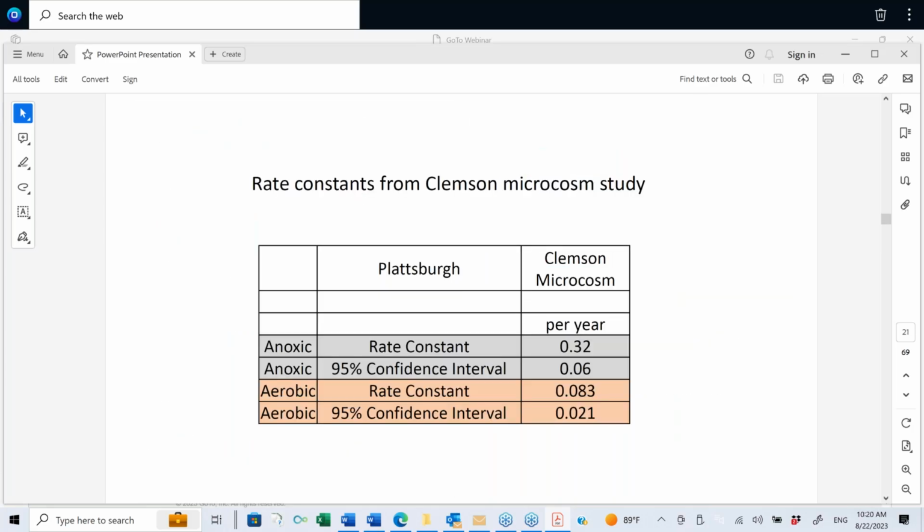These are the first order rate constants extracted by Clemson for their sediment under anoxic conditions and aerobic conditions. What I give you here is the rate constant and then the 95% confidence interval on that rate constant. You can see the Clemson assay has a 95% confidence interval that's about, I don't know, 5 to 20% or so of the base number. That's actually a fairly tight number.